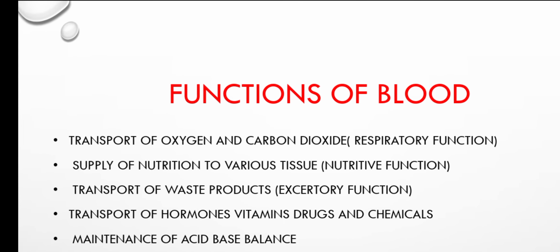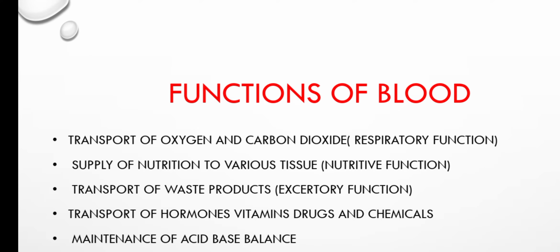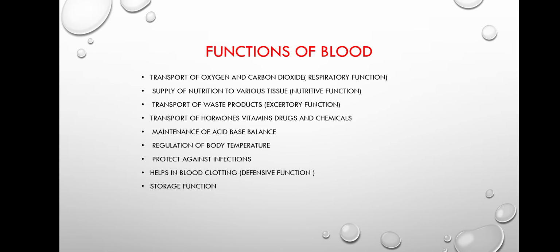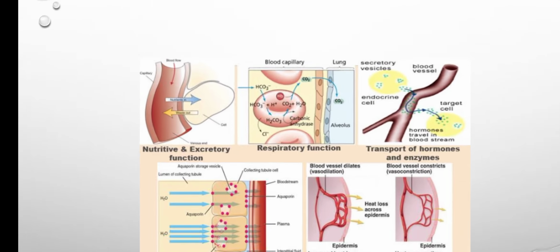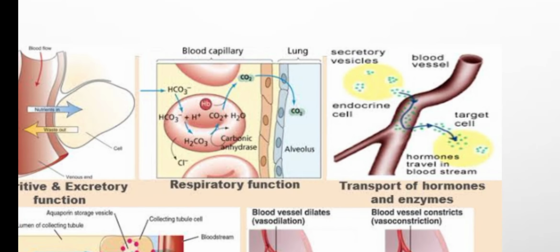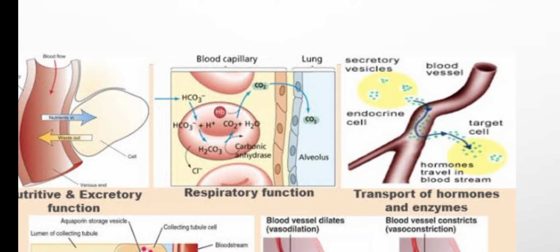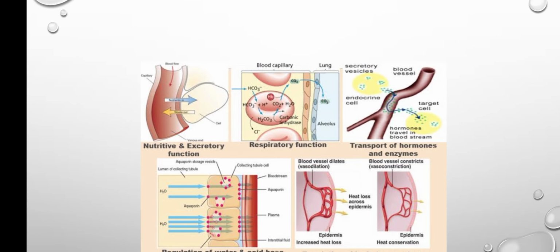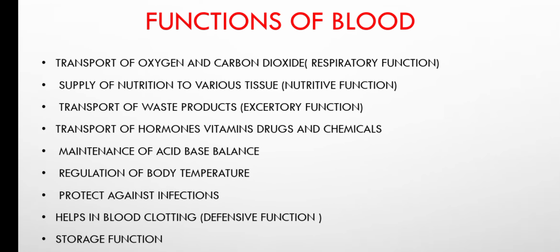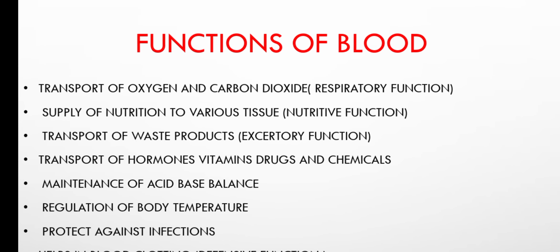Let us see the transport of oxygen and carbon dioxide, the respiratory function. In respiratory function, the blood helps in the transport of oxygen from the lungs to the tissues, and carbon dioxide from the tissues to the lungs. See here, from the blood capillaries to the tissues, O2 and CO2 are exchanged. So it helps in the transport of O2 and CO2.